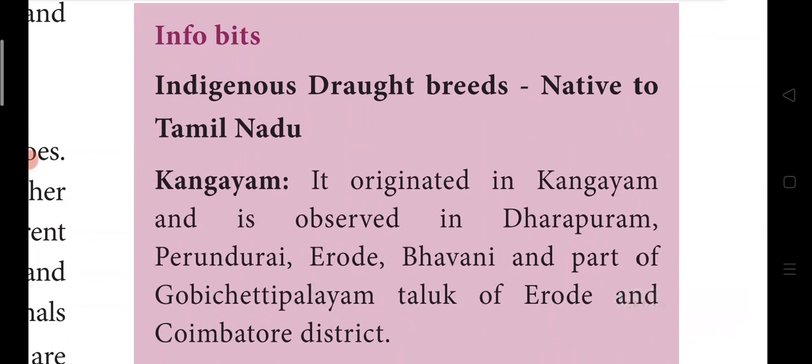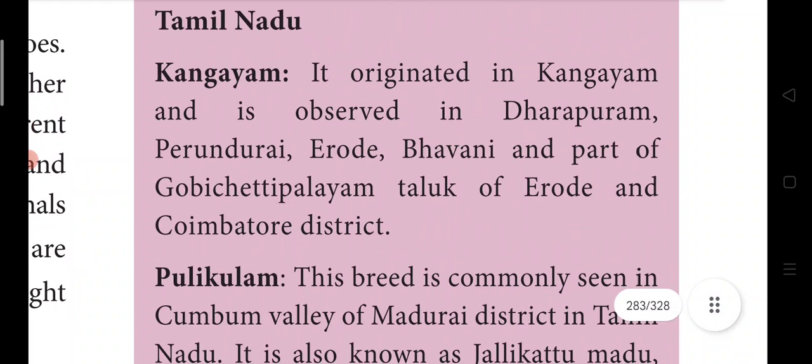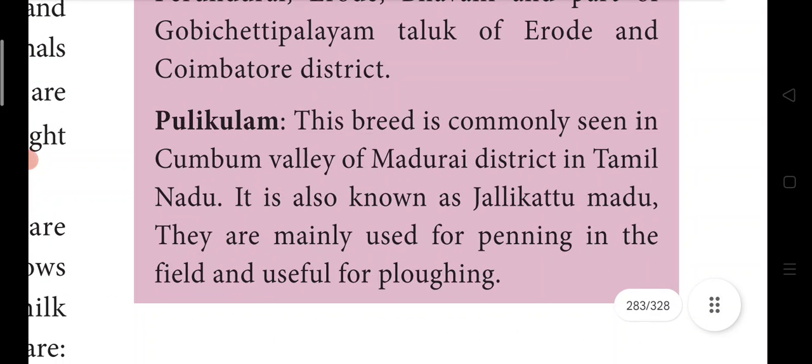If you look at draught breeds native to Tamil Nadu, Kangayam originated in Kangayam and is found in Dharapuram, Perundurai, Erode, Bhavani and part of Gobichettipalayam taluk of Erode and Coimbatore district, where it is very commonly bred.